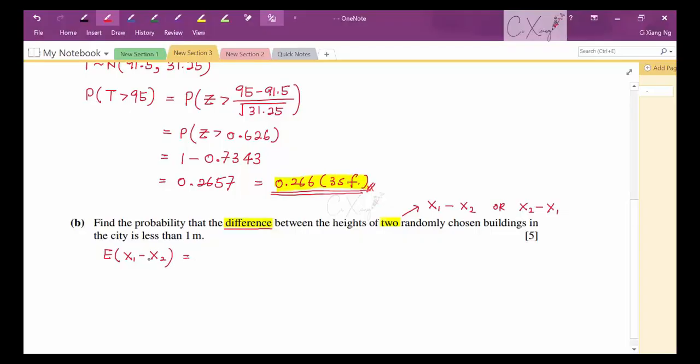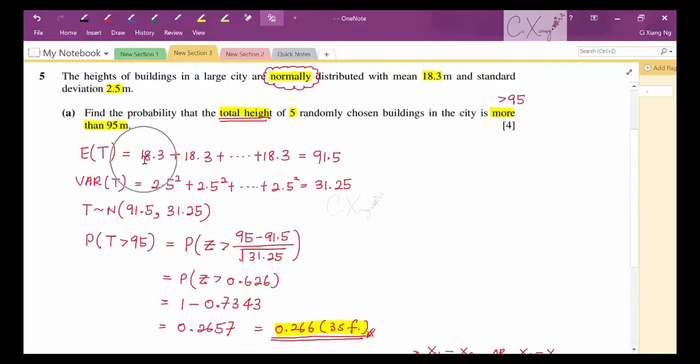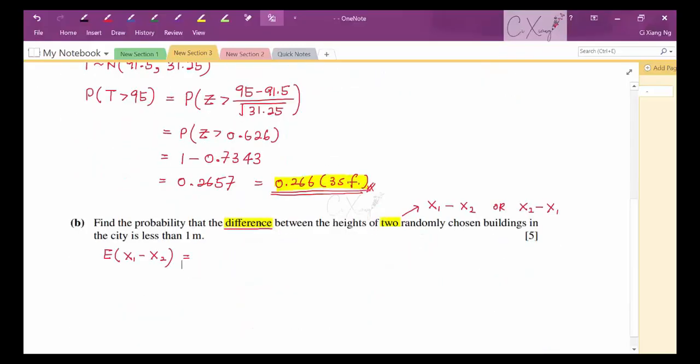Okay, so the mean for x1 minus x2, what will it be? Generally, it will be the mean of x1 minus the mean of x2. So our original mean is actually 18.3, right? So we have 18.3 minus 18.3, and the mean is equal to 0.